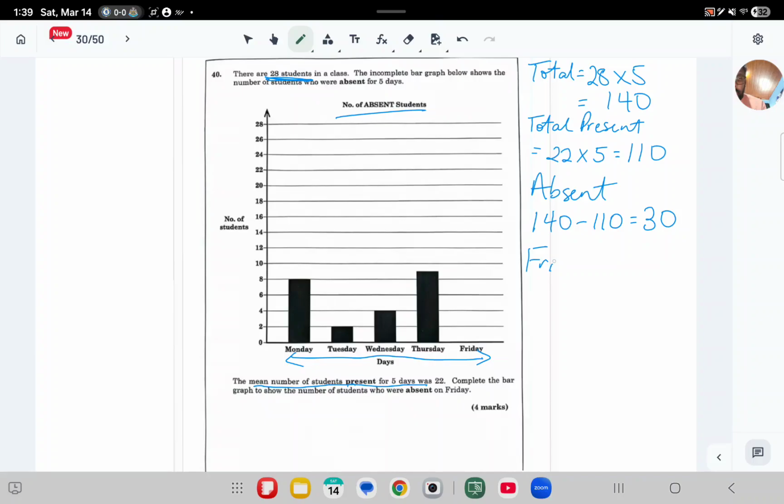To calculate for Friday now, it would be the total absent, which is 30, take away the sum of the known values, which is 8, add 2, add 4, add 9. Alright, so that will be 30, take away 23, and we'll remain with 7. So that means on Friday, 7 people were absent. Alright, so we complete the bar graph because they said complete the bar graph.